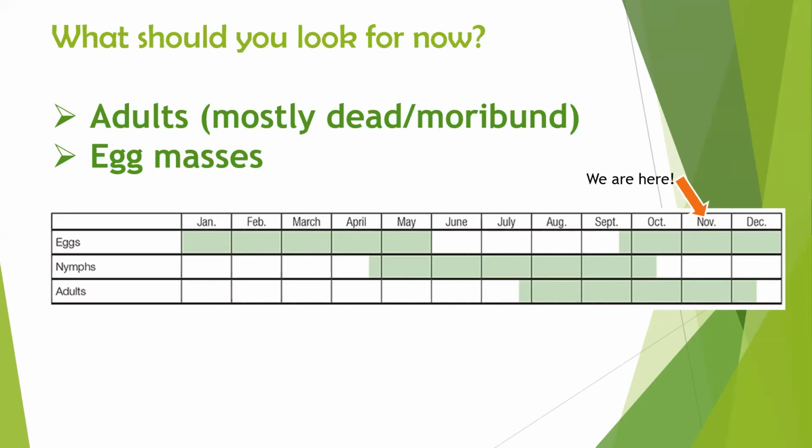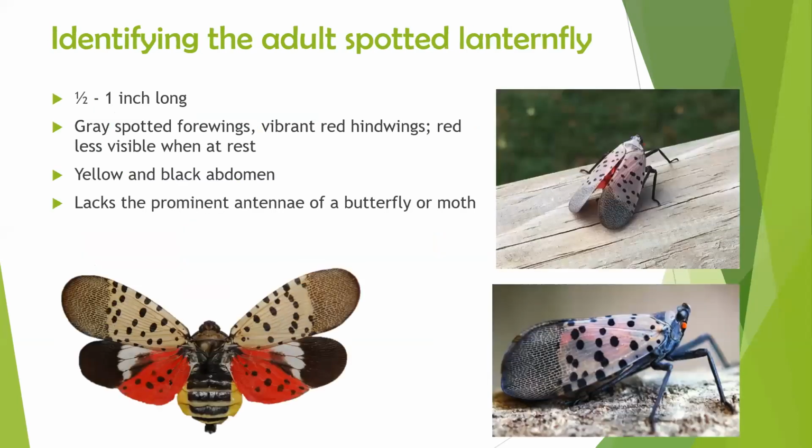But also, and what we're going to be covering a lot of information about today, we're really concerned about the egg masses, because the lanternflies have mated and have now died off because we've had a hard freeze, at least in Massachusetts. But the egg masses survive the winter with no problem. So in terms of identification, we're going to talk a little bit about identifying the adults, but a little bit more about identifying egg masses.